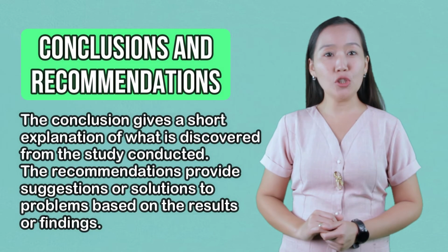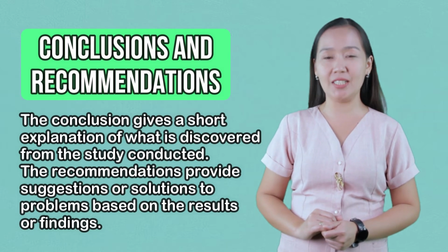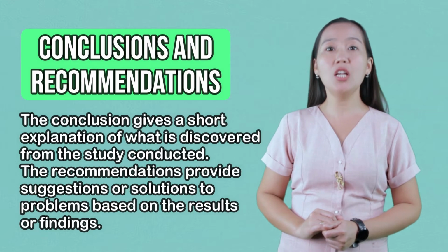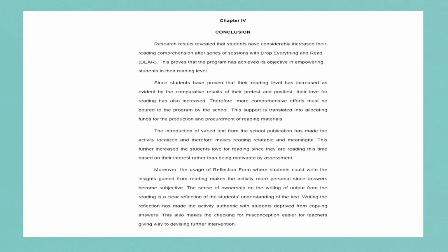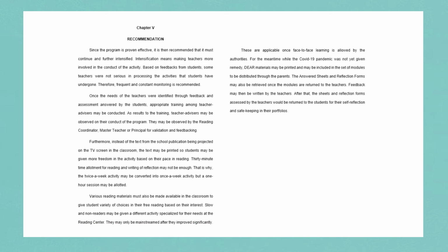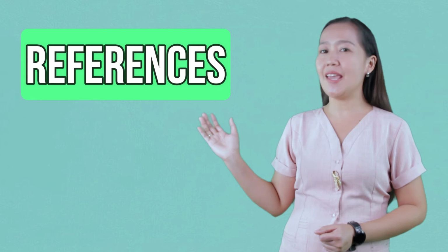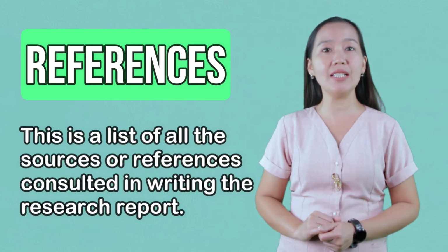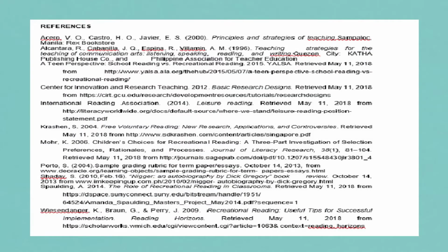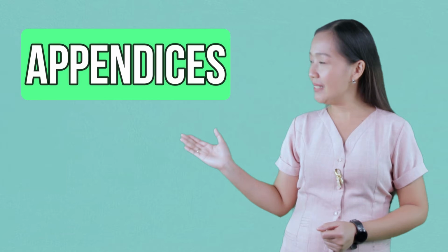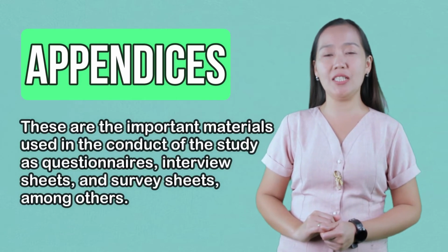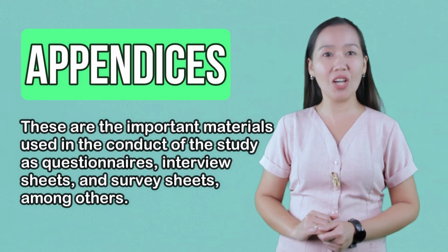Conclusions and recommendations. The conclusion gives a short explanation of what is discovered from the study conducted. The recommendations provide suggestions or solutions to problems based on the results or findings. References. This is a list of all the sources or references consulted in writing the research report. Appendices. These are the important materials used in the conduct of the study, such as questionnaires, interview sheets, and survey sheets, among others.